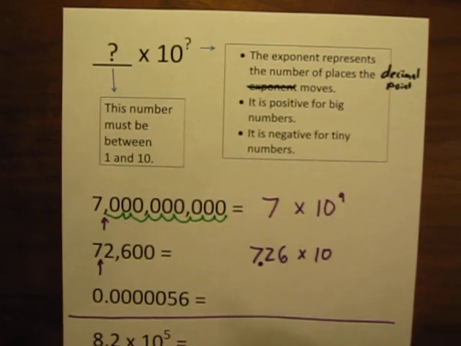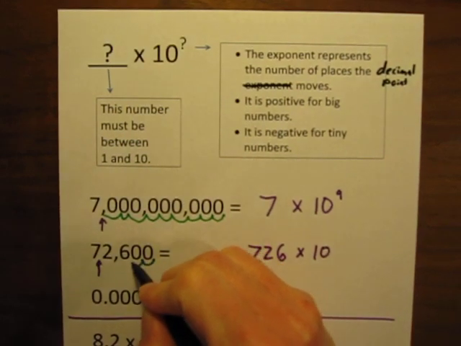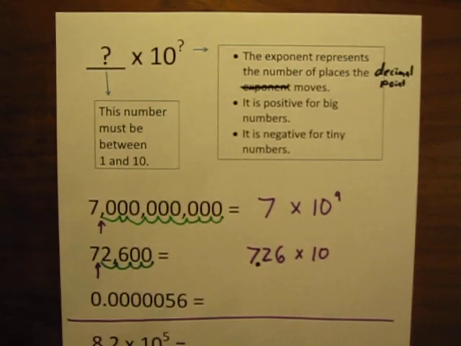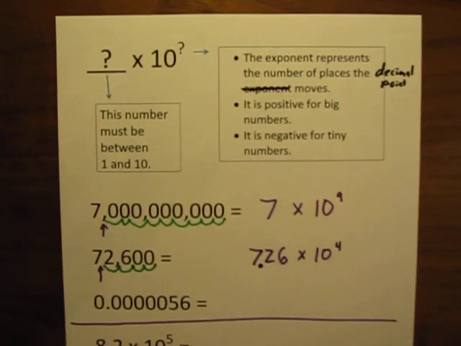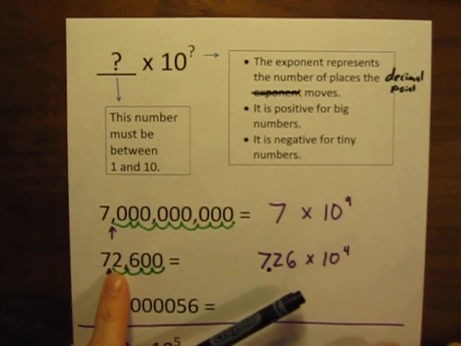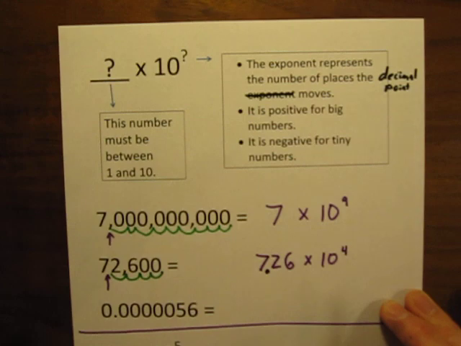times 10 raised to an exponent. That exponent is the number of times we had to move the decimal point. And we had to start it here and go over 1, 2, 3, 4 places. So our exponent then will be a 4. Positive or negative 4? Well, again, 72,000 is a pretty big number, so big numbers have positive exponents.